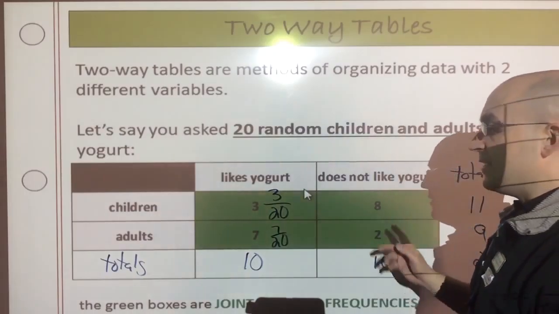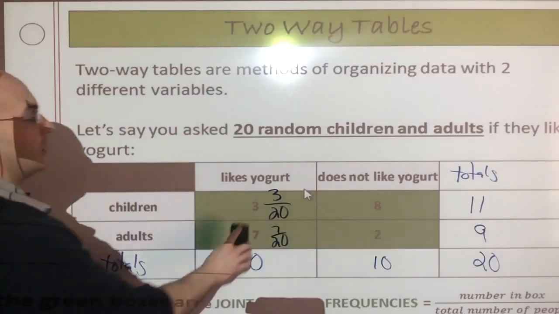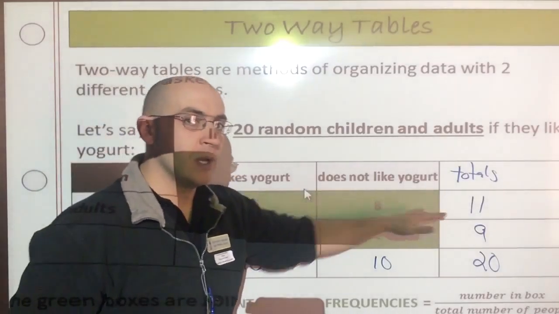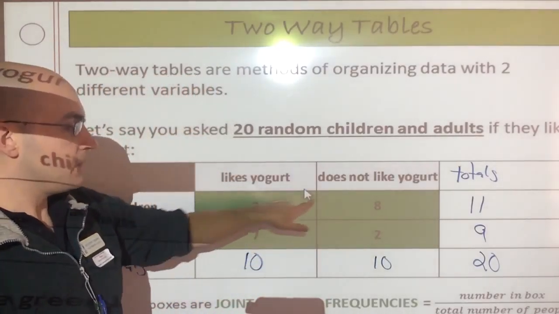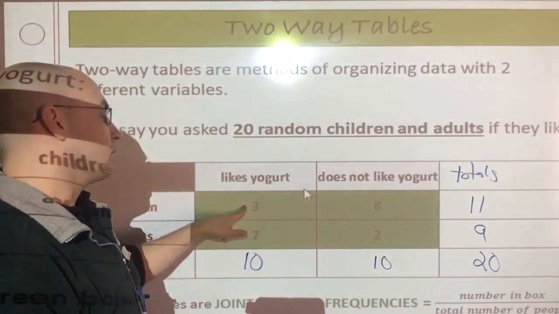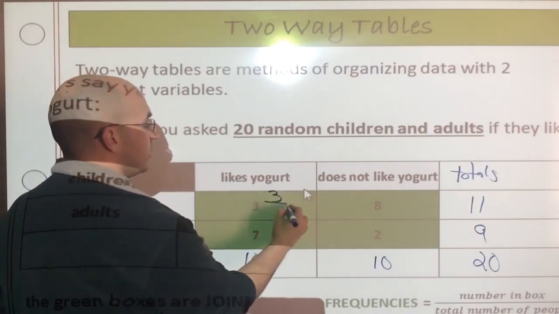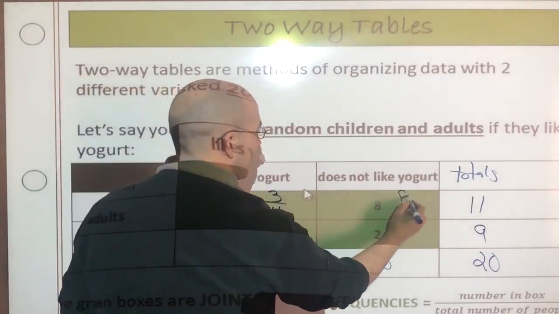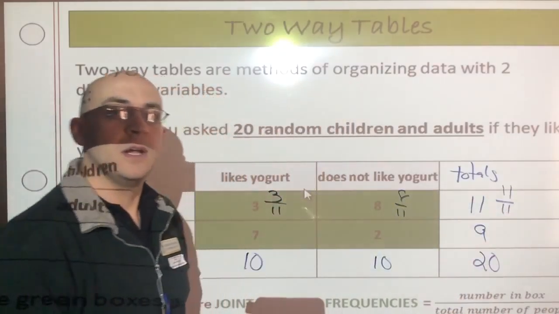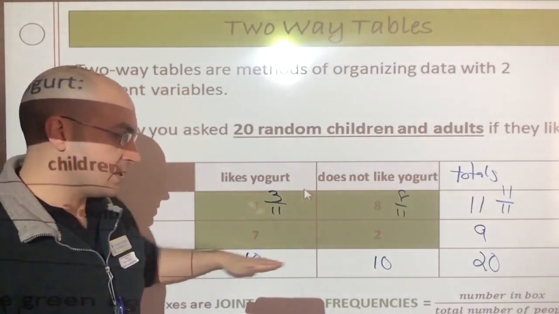Okay? Now, if I asked you to find the relative frequencies by row, that's a little different. What you'll do is take the cell and divide it by the total of that row. So for instance, the relative frequency by row for children that like yogurt is 3 over 11, and this would be 8 over 11. Now, this is also true. This would be 11 over 11, which is just 1. So they would have to add up that way. And then you would do the same thing for each of the other rows.